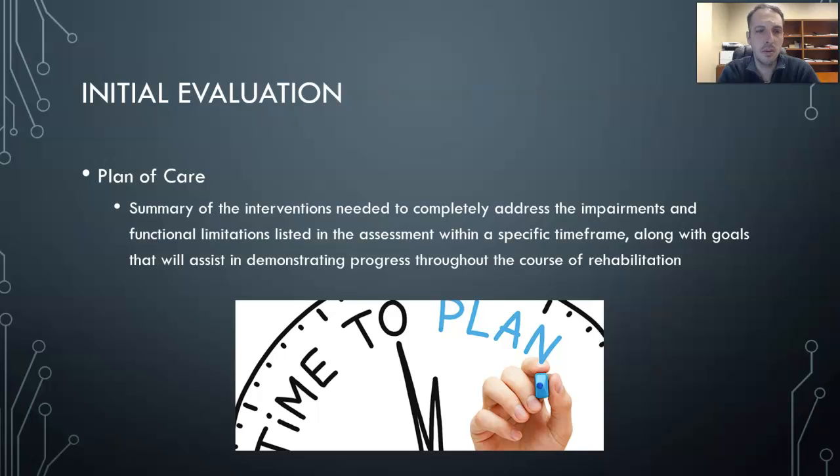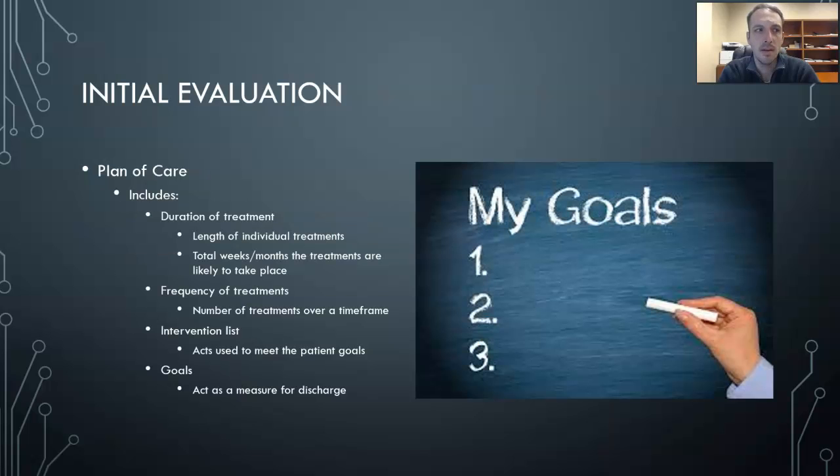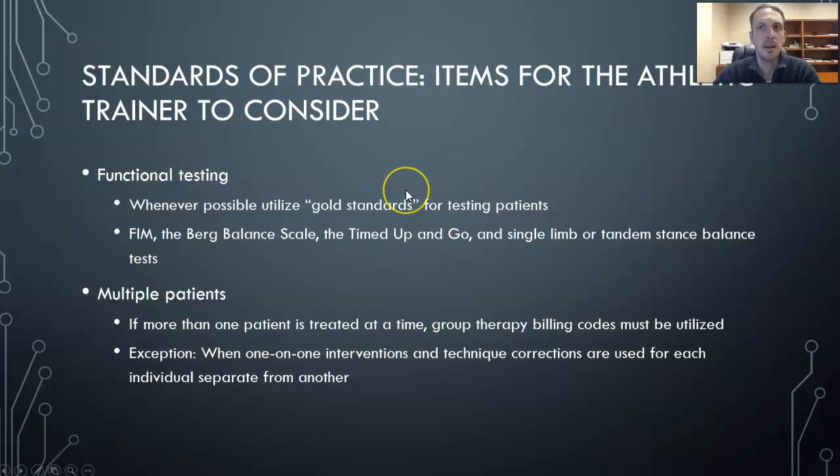And then finally, you end with your plan of care. What's going to occur. Within these, you need to include how long each individual treatment is and the duration and frequency of treatments, an intervention list, and then goals, as far as all that.